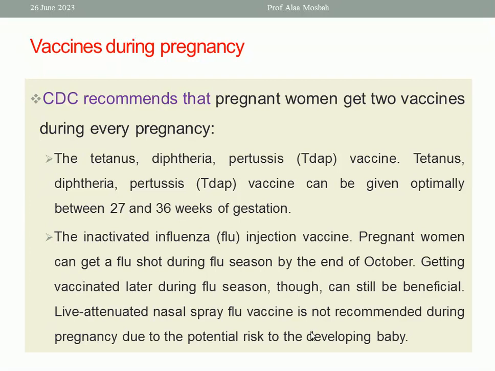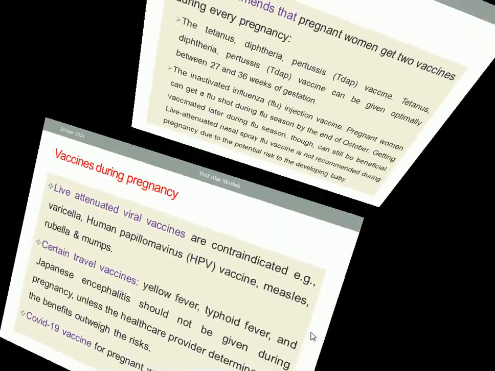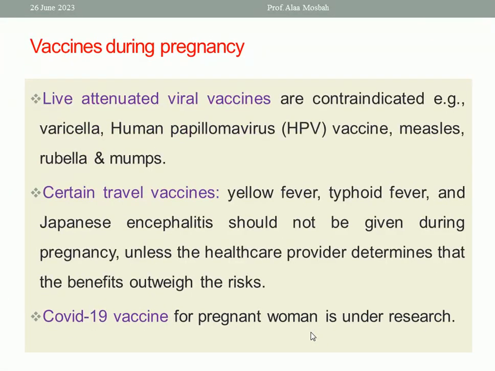So 2 vaccines: Tdap, tetanus diphtheria pertussis, given at gestational age 27 up to 36 weeks, and the second vaccine is the inactivated influenza injection vaccine given during flu season by the end of October. Also, if it is given later on, it can also protect.